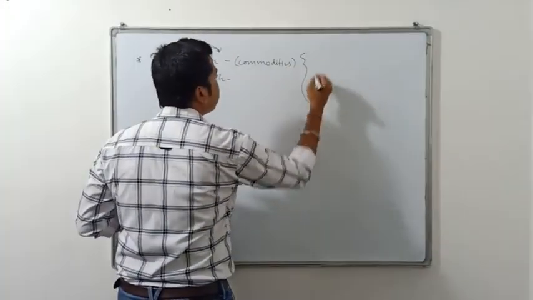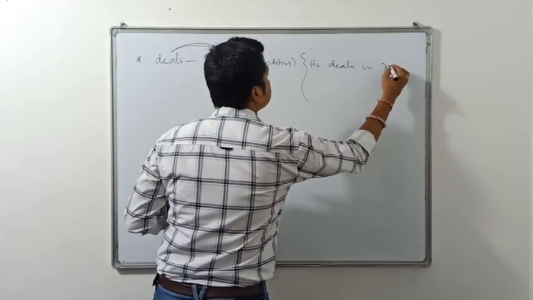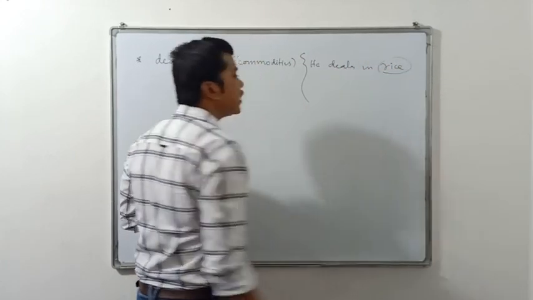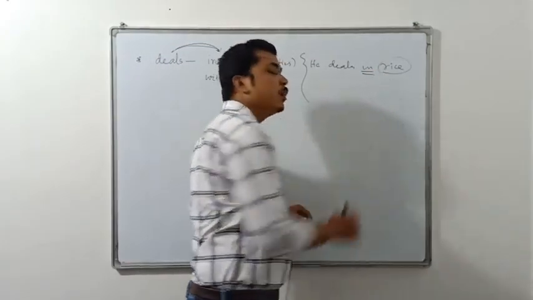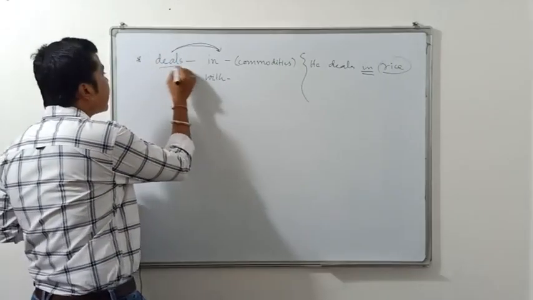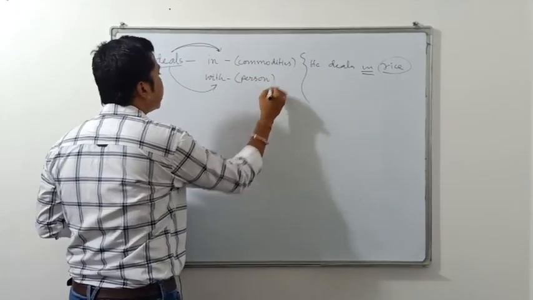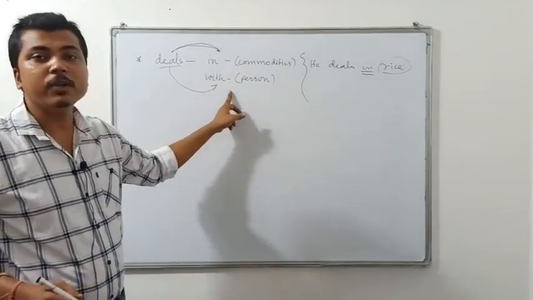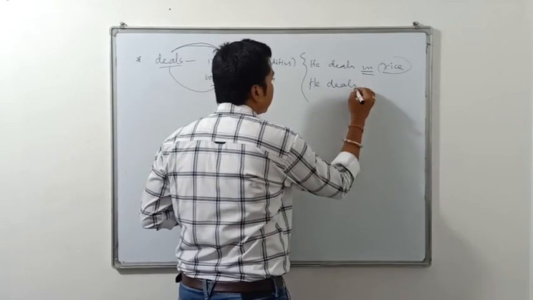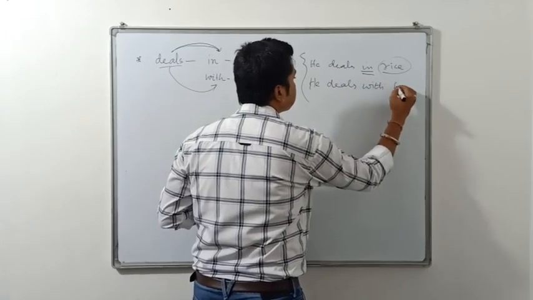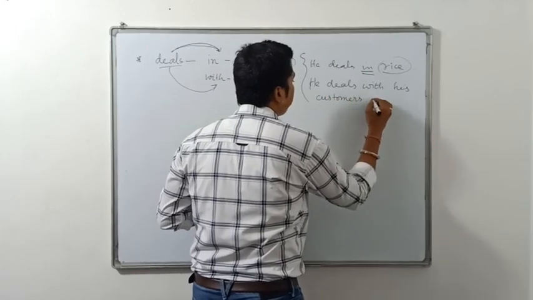As for example, he deals in rice. Rice is a commodity, it is the name of a thing. That time we are going to use prepositional word in. Okay, and when deals refers to any person, that time we are going to use prepositional word with. So what can be the example? He deals with his customers politely.